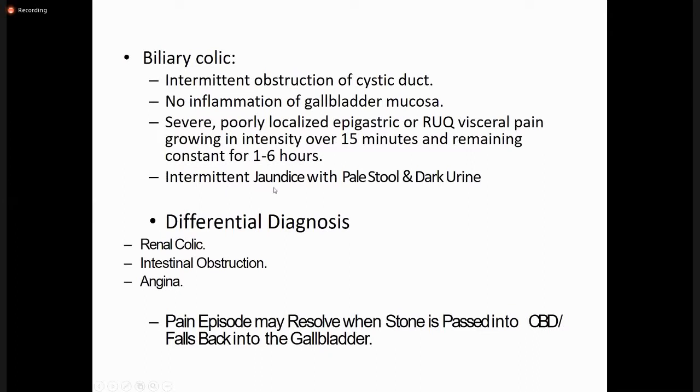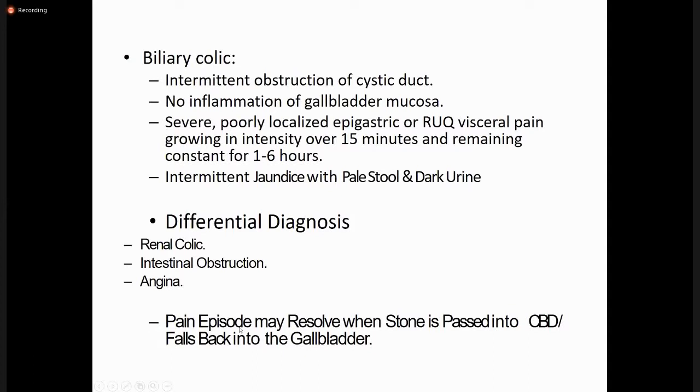There may be intermittent jaundice with pale stools or dark urine. The differential diagnosis is renal colic, intestinal obstruction, and even angina, because, as we had discussed earlier, the nerve supply is primarily the cause of referred pain. The nerves are basically the same. So you may even have angina, and the symptom will be right upper quadrant pain or discomfort, epigastric discomfort, basically.